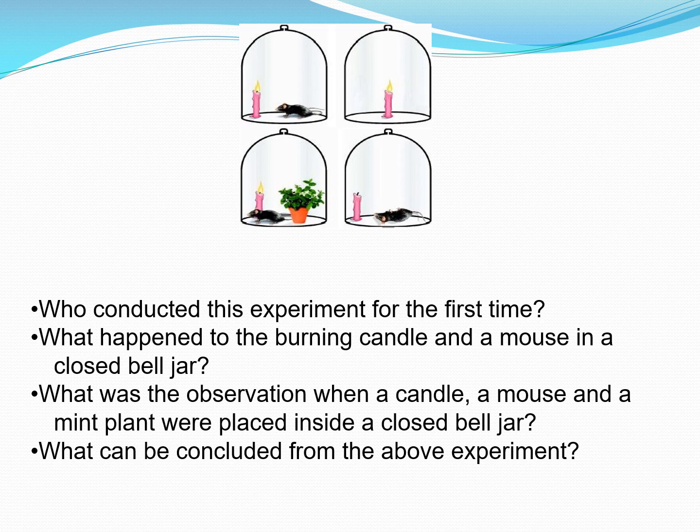So the candle is utilizing oxygen and producing carbon dioxide. The mouse is utilizing oxygen and producing carbon dioxide, and the mint plant is absorbing that carbon dioxide and releasing oxygen. Last question, what can be concluded from the above experiment? The experiment confirms that gaseous exchange was going on and plants were giving out a gas that supported burning and was essential for the survival of animals.